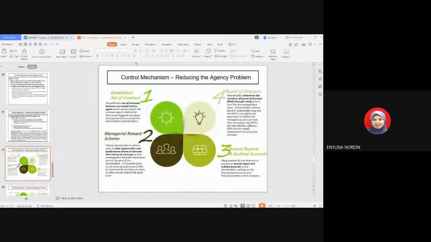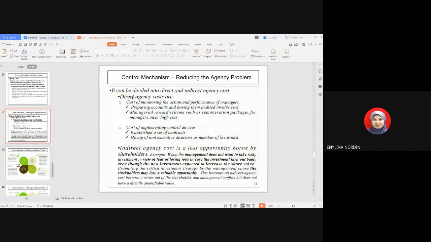Sometimes they ask you about control mechanism, so that means to reduce the agency problem, so you can straight away go to the control mechanism, and then sometimes the question will ask you about agency cost, so that means you have to explain the points of the agency cost.